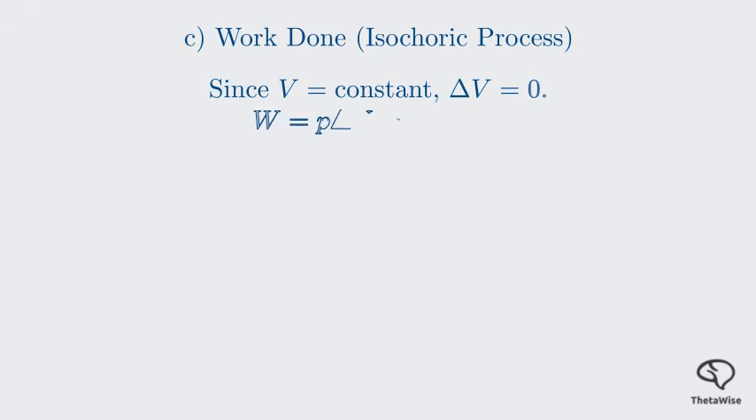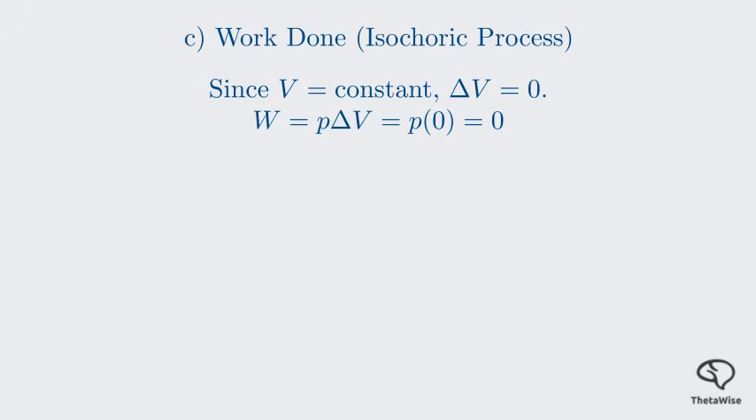The definition of an isochoric process is constant volume. Since volume, V, does not change, the change in volume, delta V, is 0. And the formula for work done is P times delta V. Therefore, for an isochoric process, the work done is 0. The gas does not perform work on its surroundings, and the surroundings do not perform work on the gas.